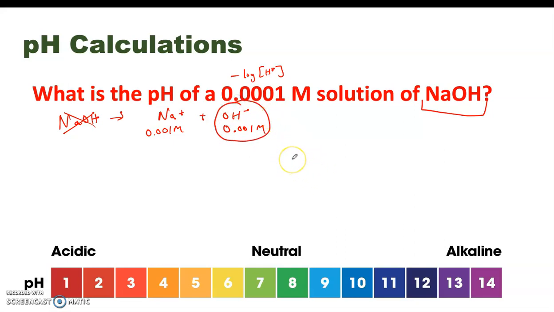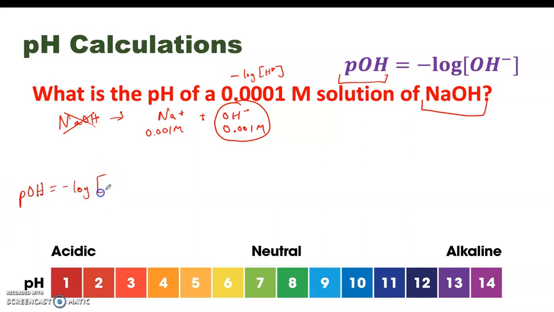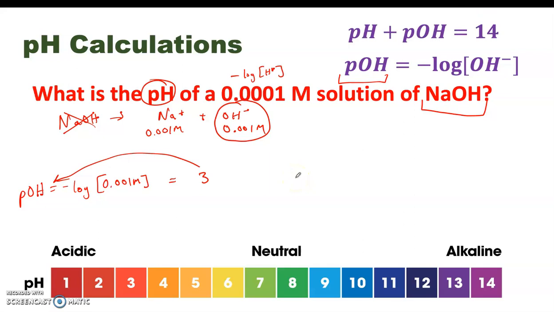So if I know the concentration of OH minus, I should use this equation. Notice this is the pOH equation, not the pH equation. So let's plug this in. pOH is equal to negative log of the OH concentration, which is 0.001 molar. And that should be the same as last time. It should just be a 3. Now you're like, oh, but we got the same answer. No, we didn't, because this is the pOH, and this is asking for the pH. So now we have to use another equation. pH plus pOH equals 14.